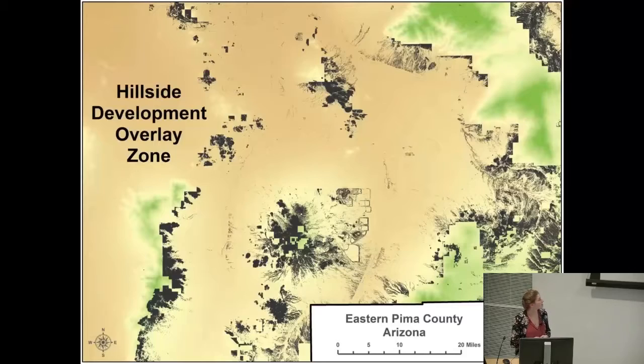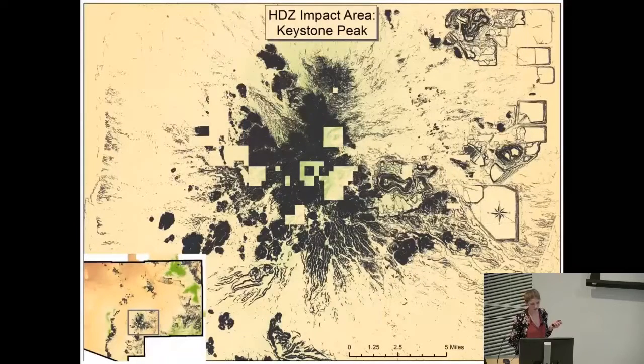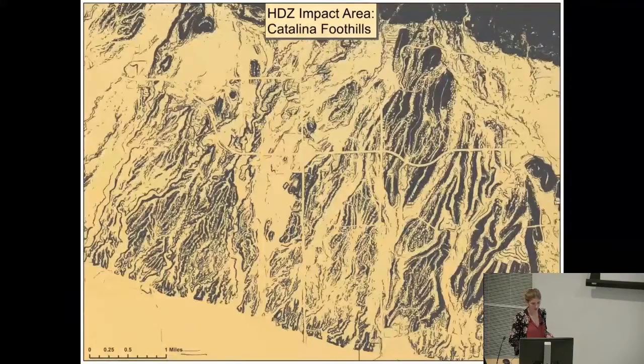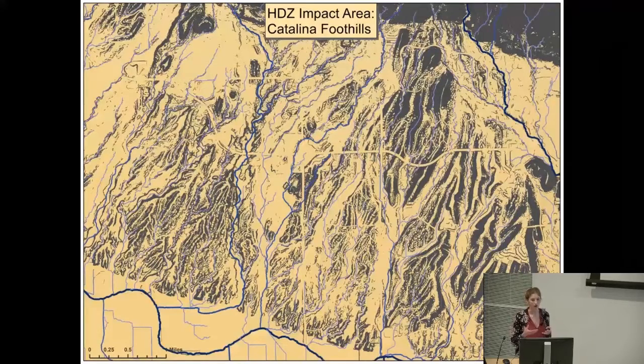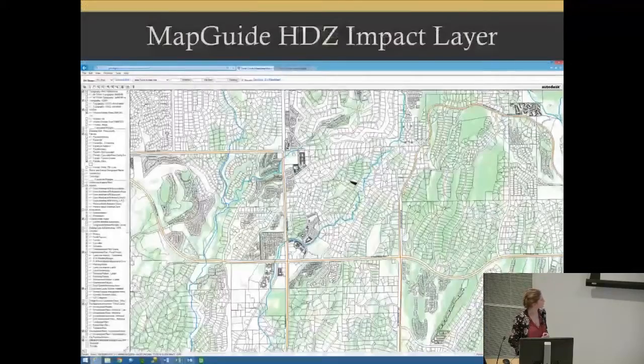This is the Hillside Development Overlay Zone in eastern Pima County. If you zoom in, you can really see how it pulls out both hillside areas. This is Keystone Peak, but also extra areas. So just on the right side of your screen, you have the mines that are just west of Sahuarita. If you zoom in a little bit more, you can see how the washes are triggering HDZ very easily. This is the Catalina Foothills area.